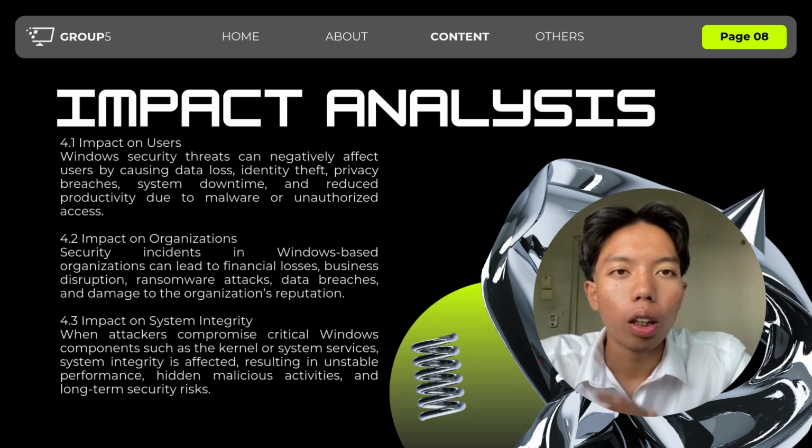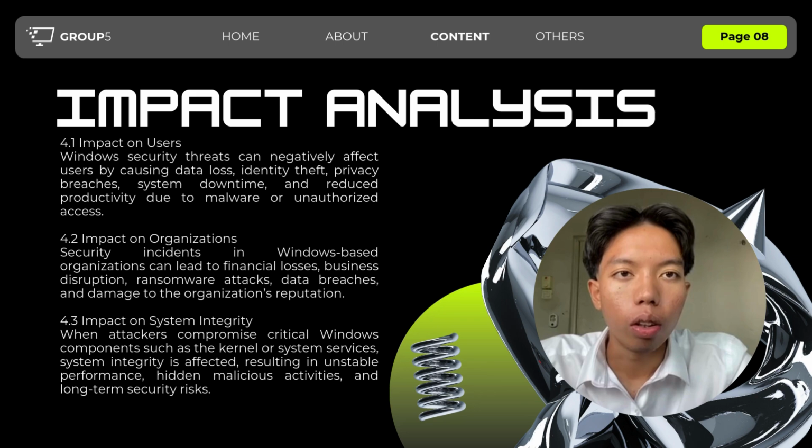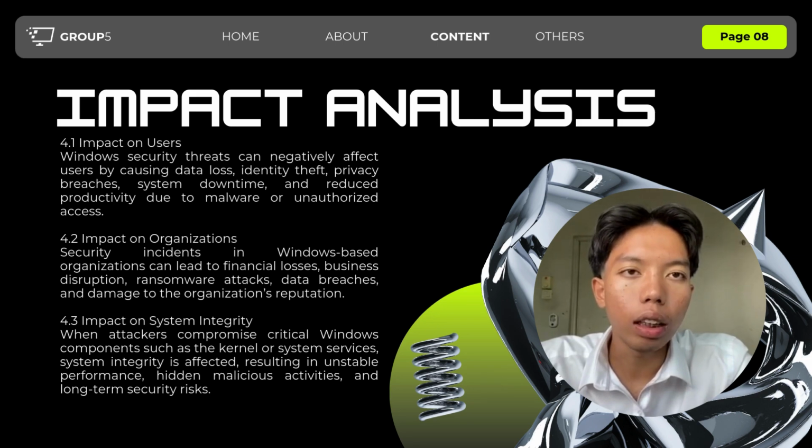So next we're going to discuss the impact of Windows security threats. First of all, for users, a security threat such as malware and unauthorized access can cause personal data loss, identity theft, and also privacy issues. Users may also experience system downtime, which could affect their daily activities and productivity.